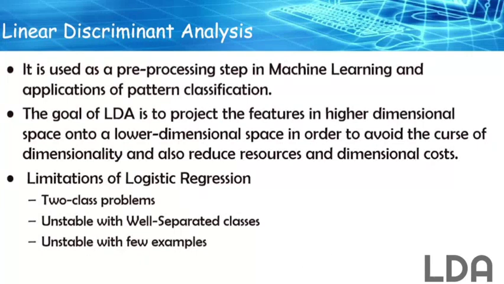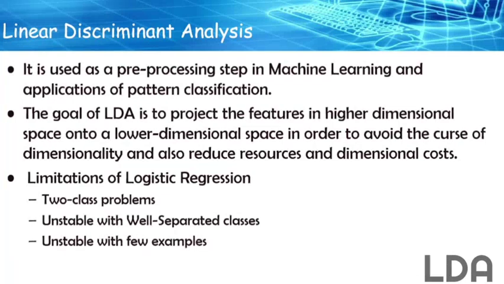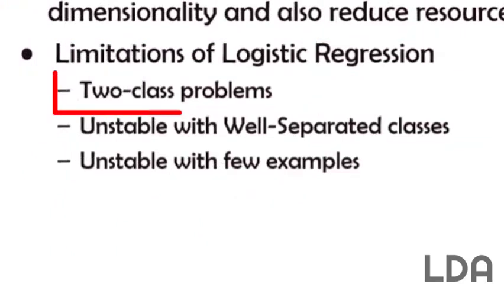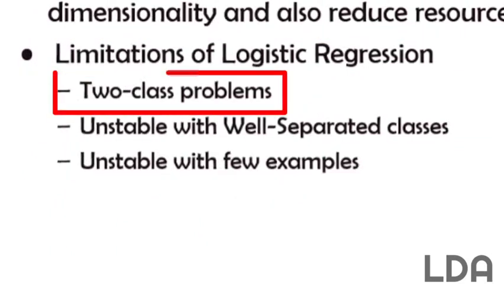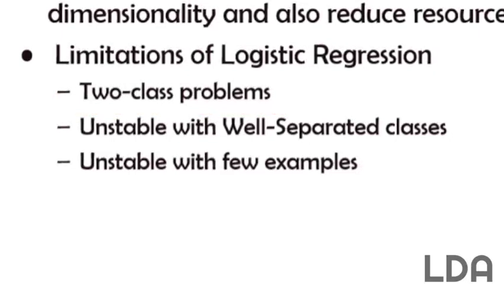Before that, we consider LDA when logistic regression fails in terms of classification. Logistic regression is a simple and powerful linear classification algorithm. However, it has disadvantages that led to alternative classification algorithms like LDA. These are the limitations of logistic regression. The first is two-class problems. Logistic regression is traditionally used for two-class, binary problems.